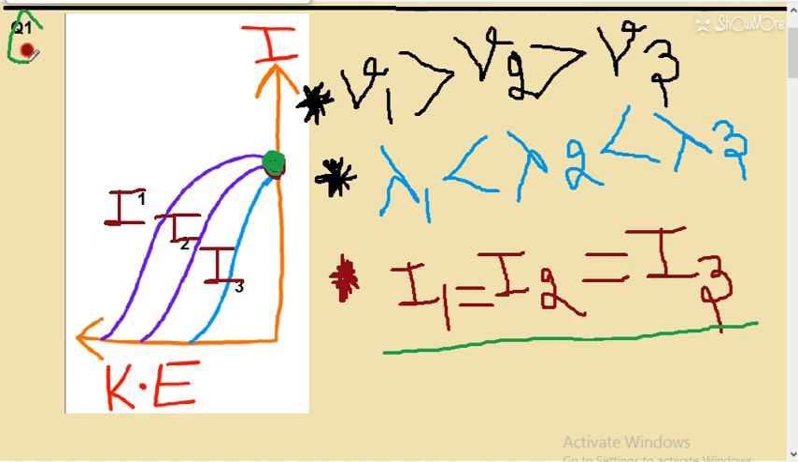Anyone having doubt in the first question, they can drop me a message or ask the doubt in the comment box. Okay, so I think this is clear, and you can note down the solution for the question number 1.